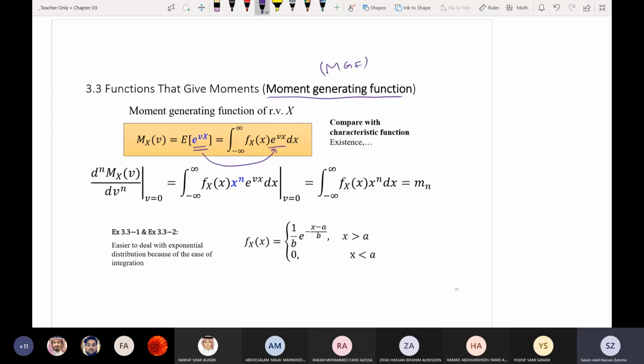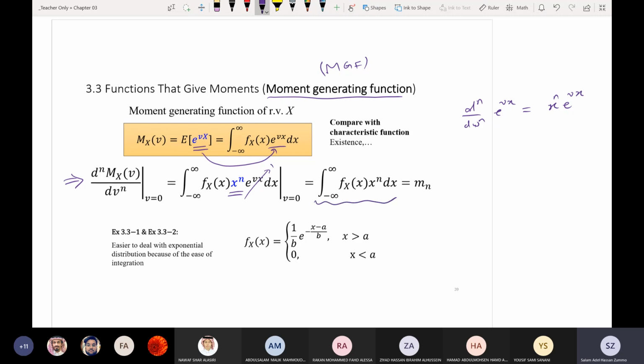It's a very similar concept. Now, differentiating M_X of v, the Laplace transform of the PDF, n times, we end up with something similar. If we differentiate e to vx with respect to v, what do we get? X e to the power vx. Excellent. If we differentiate n times, x to the power n. Exactly. And this is what we get here, x to the power n. Now when we set v to 0, this goes to 1, and you end up with this.